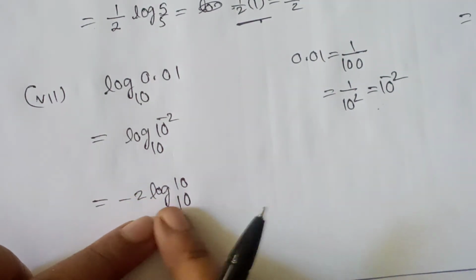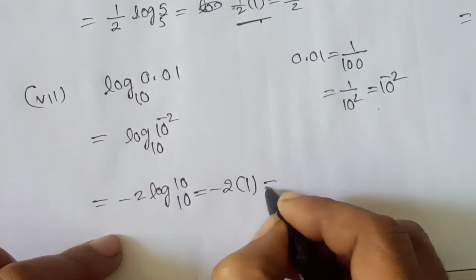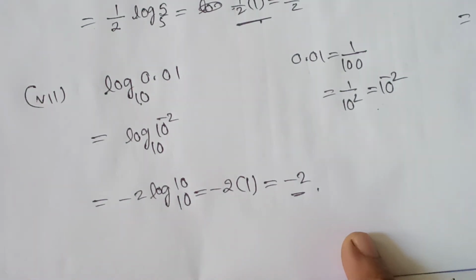So what is the log 10 base 10 value? So that equals 1. So minus 2 into 1, so that is equal to minus 2. Okay, this is the seventh problem. Okay, next, eighth problem.